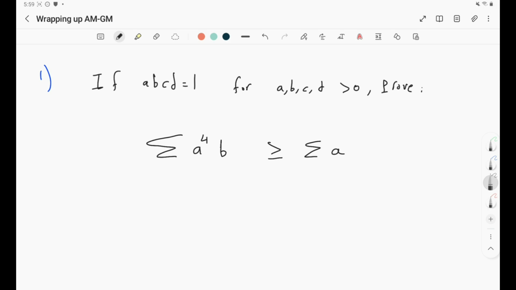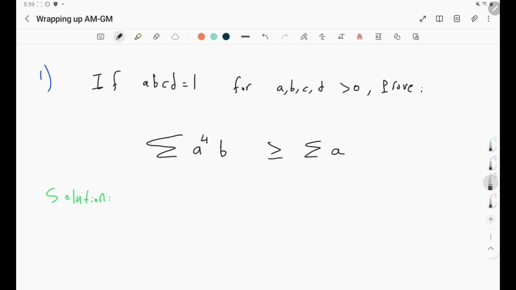Okay, so how exactly can we deal with such a question? First of all, this question is really neat, as we don't have any fraction or anything like that, so it should be the perfect question for the AM-GM. But first of all, we have a condition. How can we deal with this condition? This is question 1.